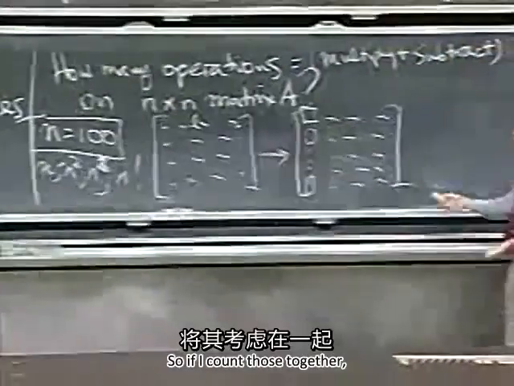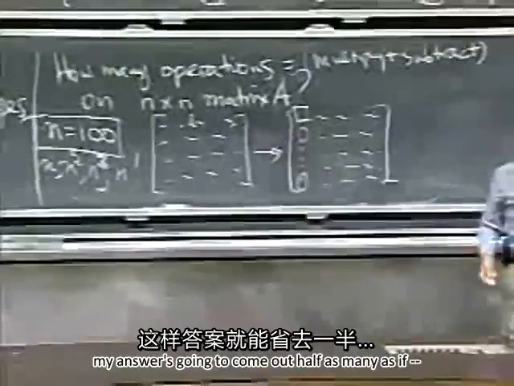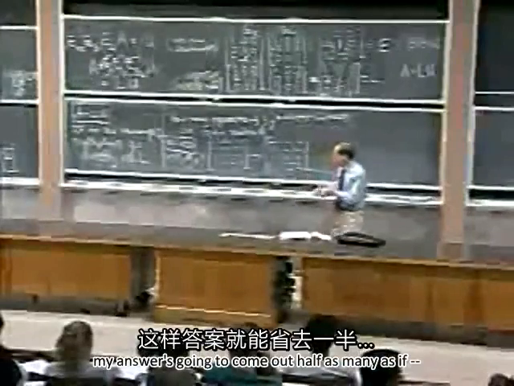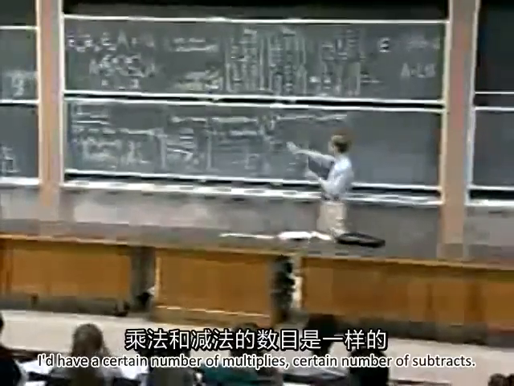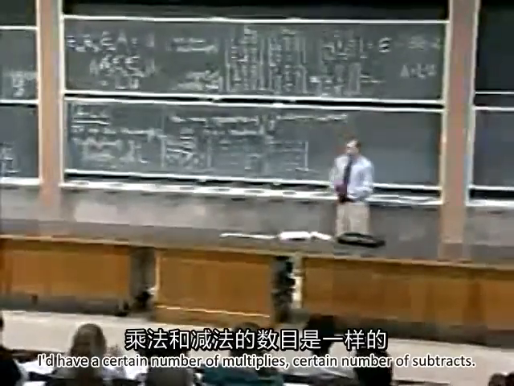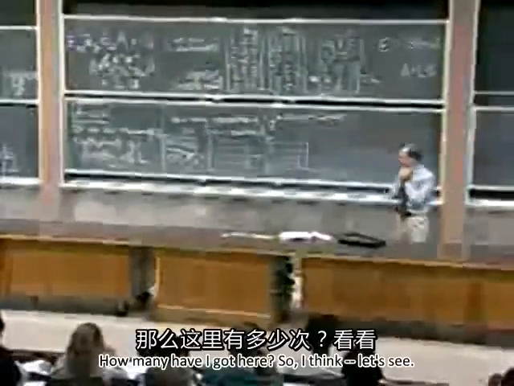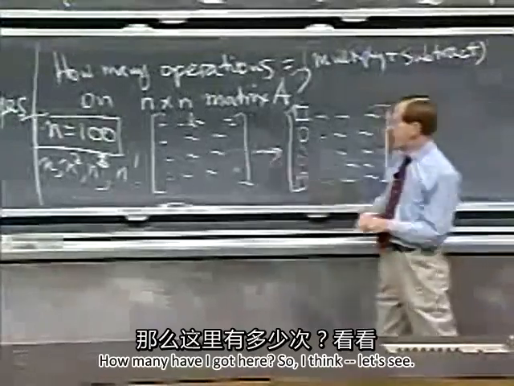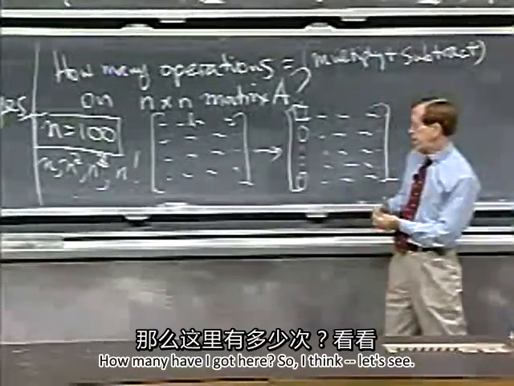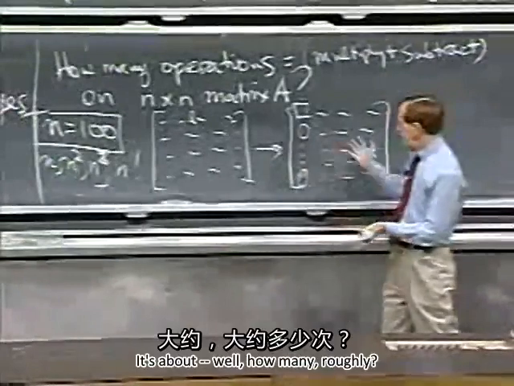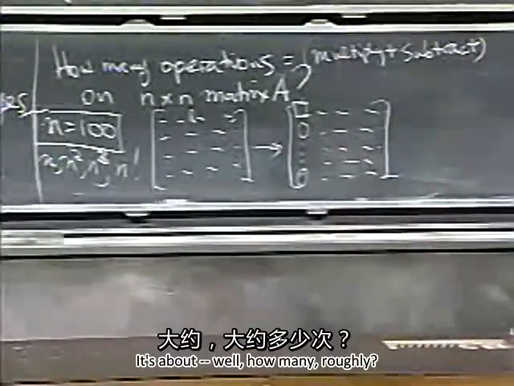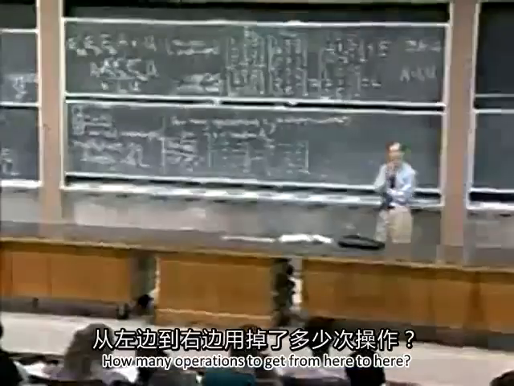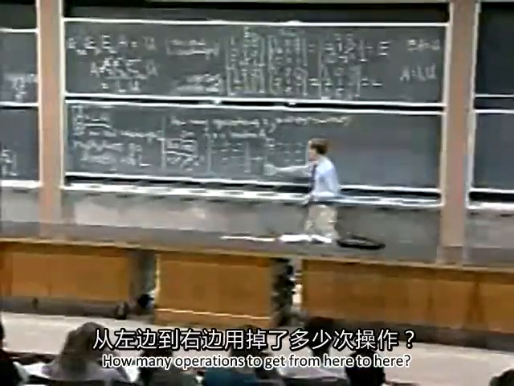So if I count those together, my answer is going to come out half as many as if I count them separately. I have a certain number of multiplies, a certain number of subtracts. That's really what I want to do. Okay, how many have I got here? So, I think, let's see, it's about, well, how many roughly? How many operations to get from here to here?